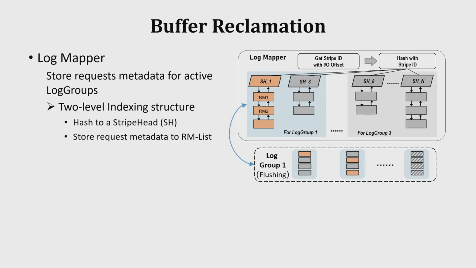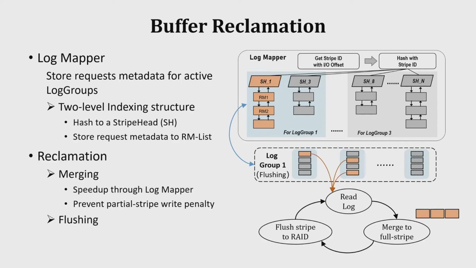The log mapper allocates a fixed region for each active log group to store all the correlated request metadata in memory. It proposes a two-level indexing structure to store the metadata at the RAID stripe granularity. It contains a high concurrency hash table as a first-level index, and each hash entry corresponds to a stripe head structure that locates a physical stripe of the primary RAID. And each stripe head contains a second-level ARM list to store all request metas corresponding to the stripe in order of arrival time.